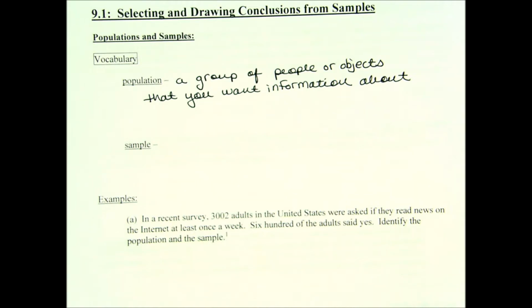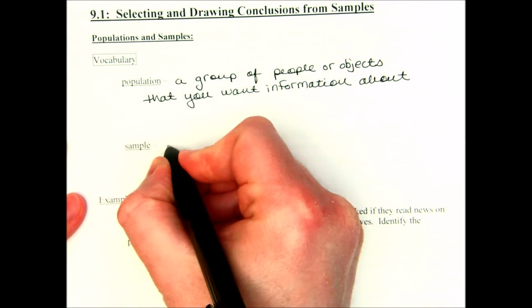It's not always practical, though, to ask every single member of a population their thoughts. It's very tough to actually get to all 17,000 or whatever people in Ashland. Plus, if we could, we wouldn't always get a response from them. So we need some way of asking just a smaller group of people that will represent our population. And the smaller group is called our sample.